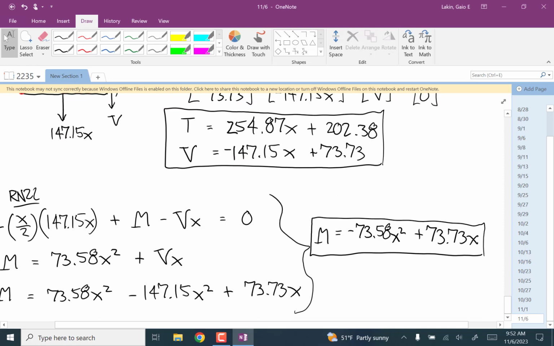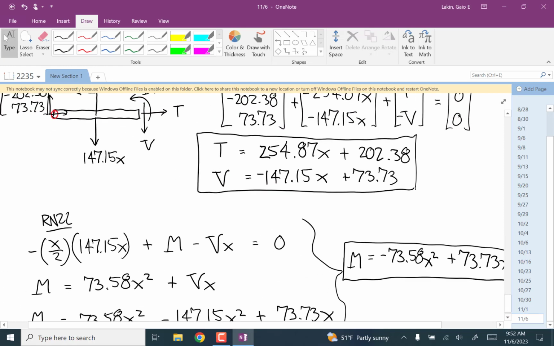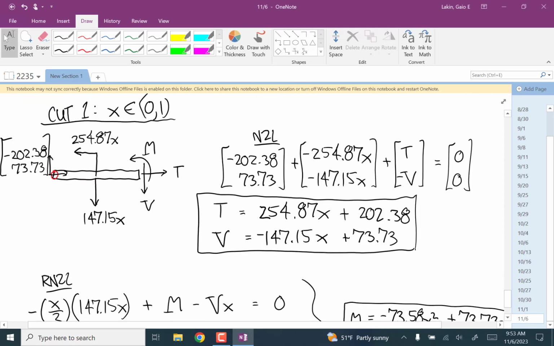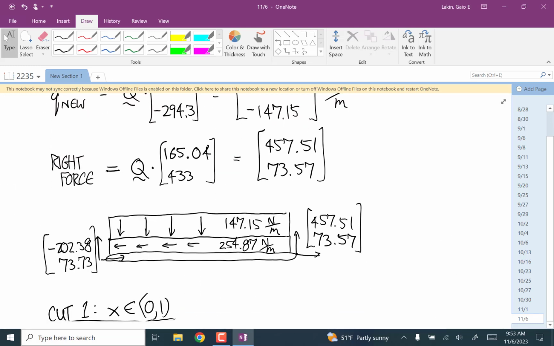All the derivative relationships we've seen before still work. There's a new one that works. Don't worry about it though, but you can imagine that there's one between dt dx and the horizontal distributed load. You can see the magnitudes anyways. The magnitude is going to be 254.87, and that's the horizontal distributed load. Okay.